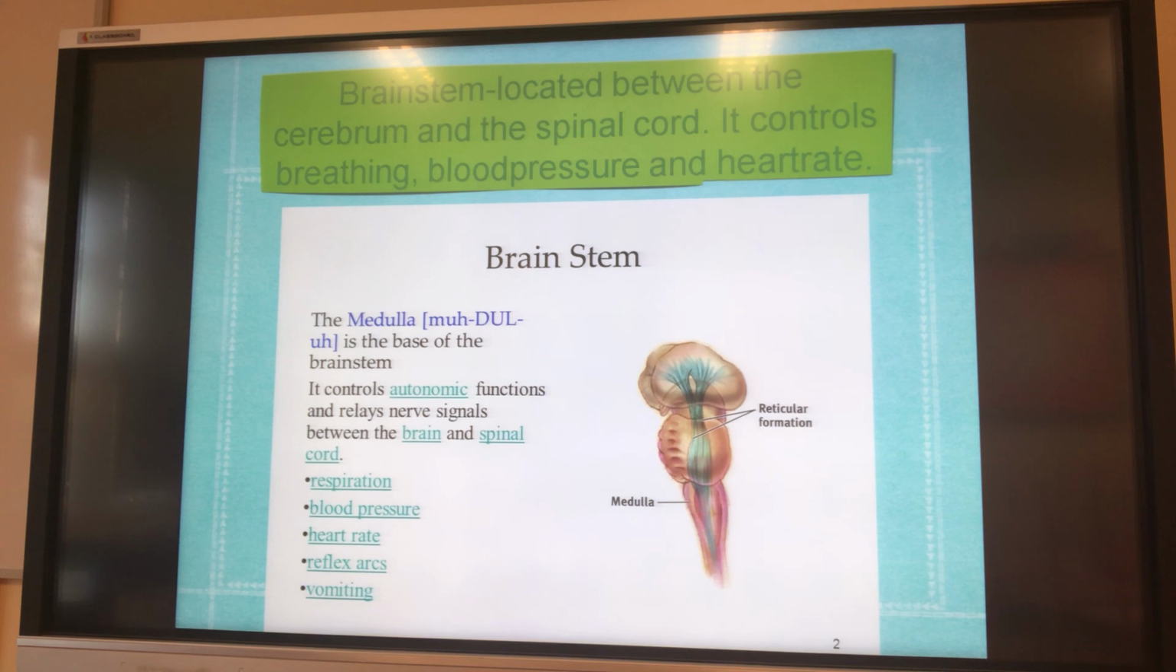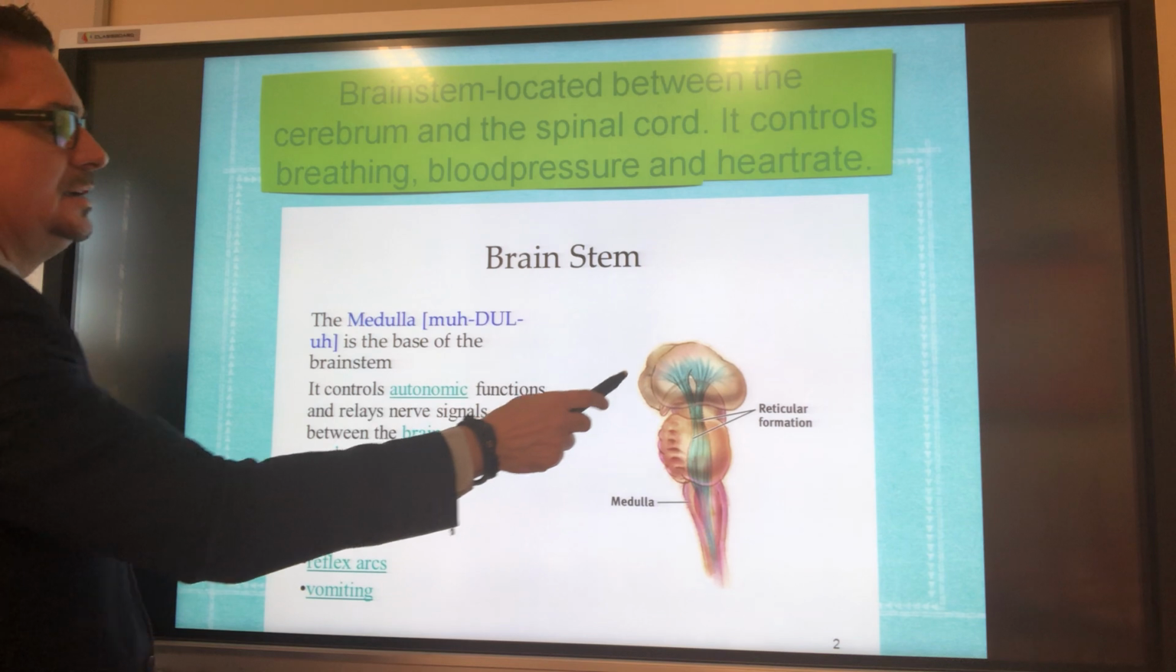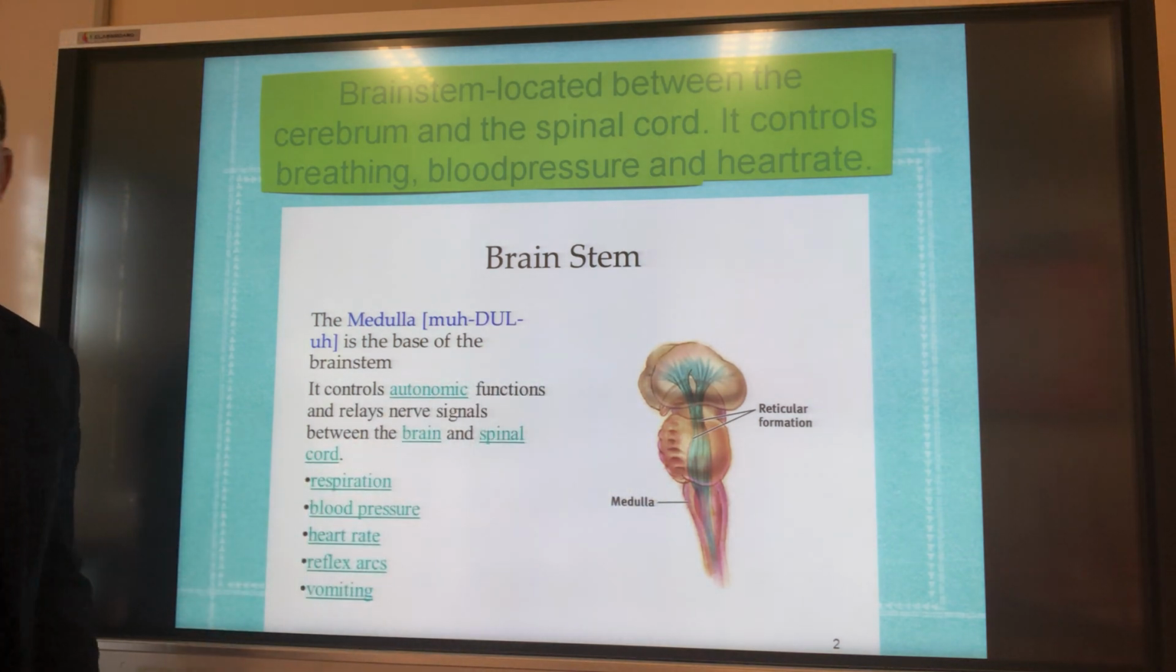The next one is the brainstem, located between the cerebrum and the spinal cord. It controls breathing, blood pressure, and heart rate. These are the most important functions. It's a relatively smaller section of your brain.